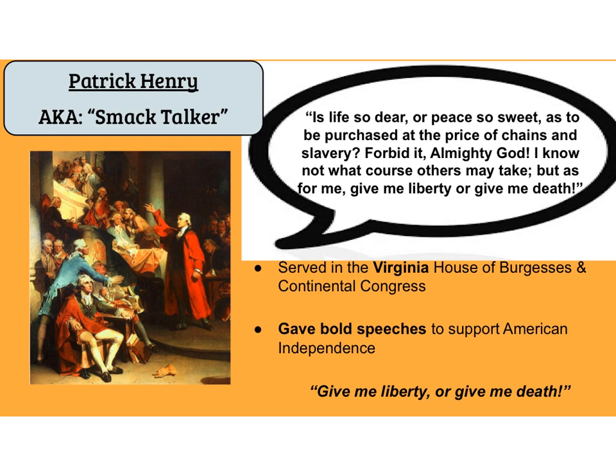Those are the words of Patrick Henry, also known as the Smack Talker. He gave one of the most famous speeches in American history. He served in the Virginia House of Burgesses. And his fiery "Give me liberty, give me death" was a rallying cry for those seeking independence in the colonies.